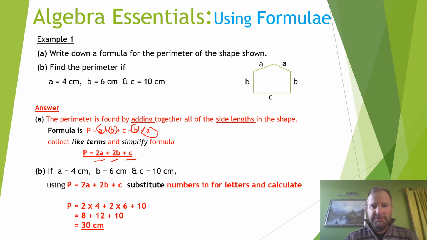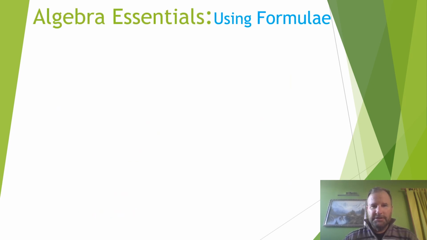Okay, now once we're given the formula, we then can substitute the numbers in for letters. So we've got A equals 4 centimeters, B equals 6, C equals 10. We substitute those in here: 2 times 4, 2 times 6. So we get 8 plus 12 plus 10, and that gives us 30 centimeters. On to the next slide.